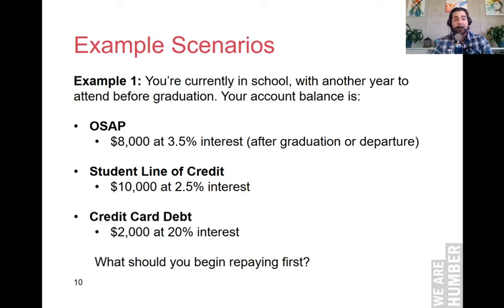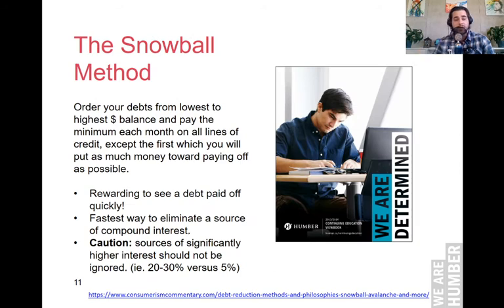If you're looking at the Avalanche method that we talked about previously, you're looking at the highest rate of interest first and then removing things. So you'd be looking at the 20% interest credit card being paid off first, followed by the 3.5% interest OSAP, and then the last one that you would work on paying off is the student line of credit at 2.5% interest. So an alternative method is the Snowball Method.